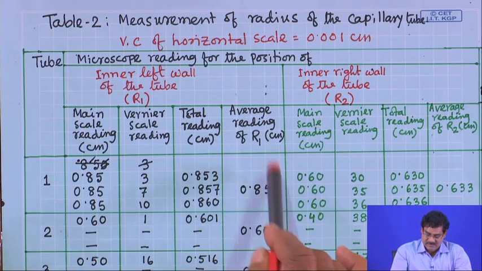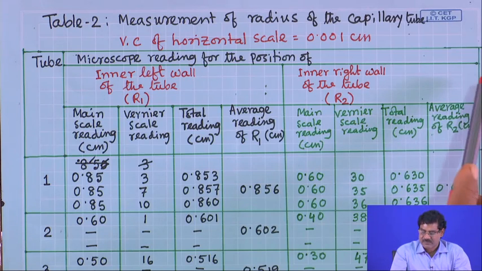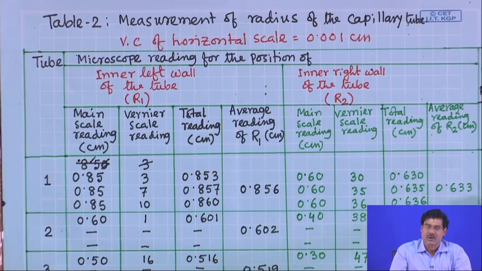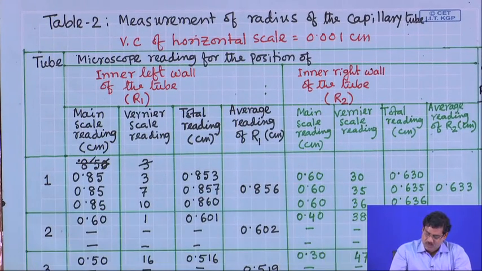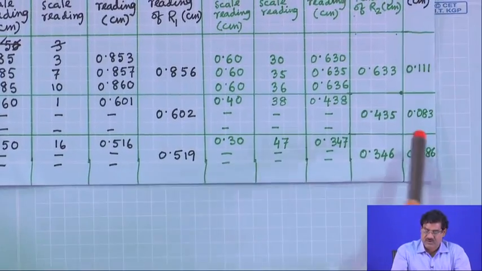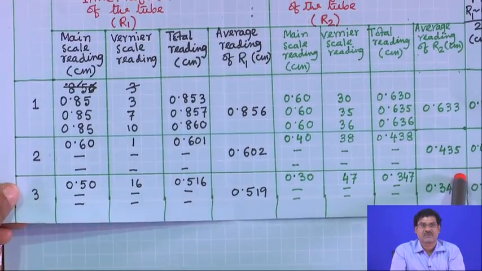Okay. So, that is the reading R1. Similarly, this is the reading R2. Now, the radius is basically R1 minus R2 or R2 minus R1, that is basically the diameter, divided by 2, that is the radius R. Okay. So, we found the radius R is 0.111. Similarly, for tube 2, 0.0 I think, and 0.086 for tube 3.